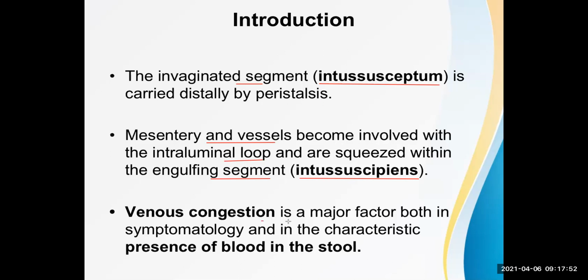Venous congestion is a major factor both in symptomatology and in the characteristic presence of blood in the stool. The venous congestion also occurs in the same way, isn't it? There are the mesenteric vein and mesenteric artery, so those veins are congested. There may be bleeding into the lumen of that intussusceptum, and that blood may come out in the stool. We call that red currant jelly type of stool.